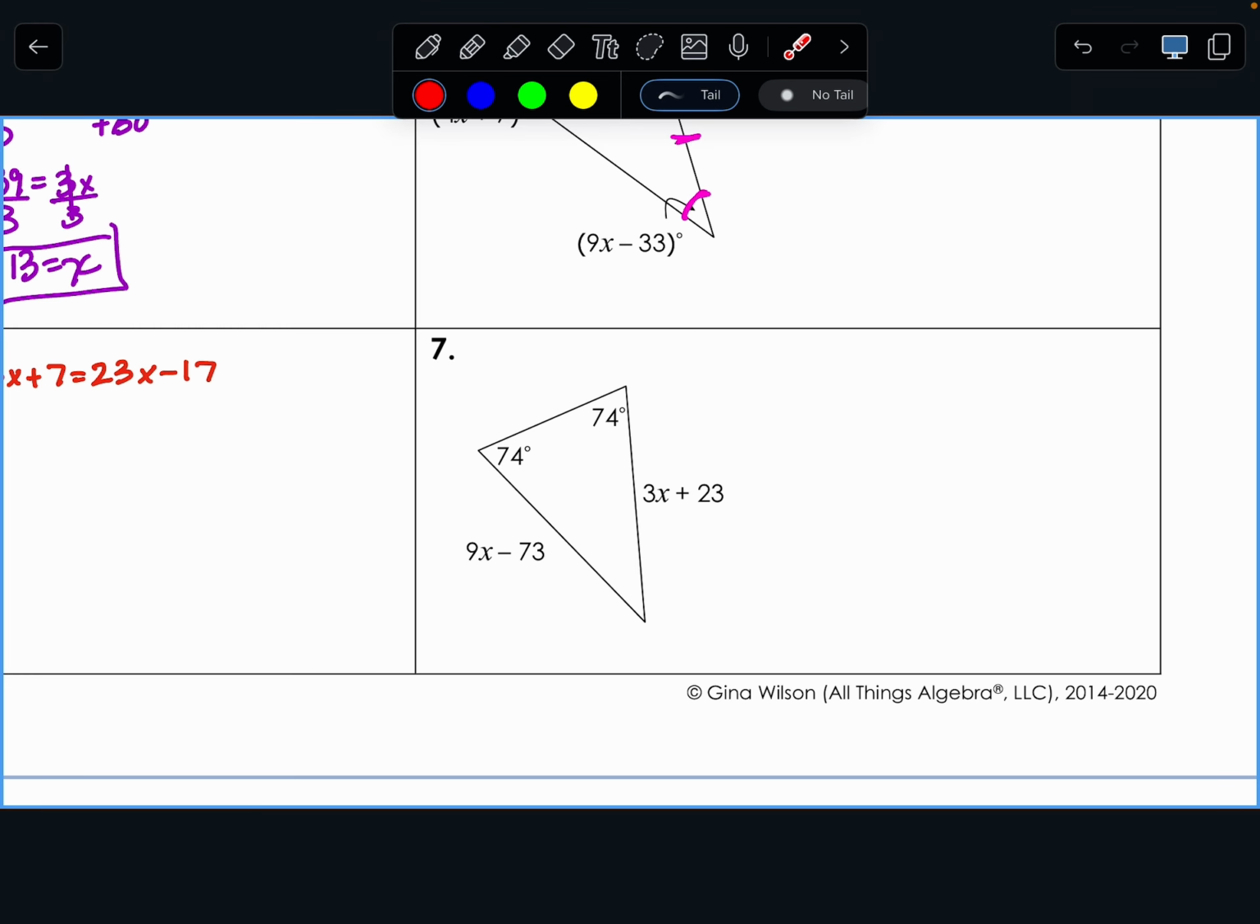So when you look at number 7, is anything marked congruent? Like there are no little tick marks, but Jesus, you said 74. They're both 74, right? That's the same as saying they're the same because they're both the same number, right? So even though it's not marked with this little symbol, like I have been doing, 74 is 74. So it has two congruent angles. So that tells me that my sides are congruent. So then I get 9x minus 73 equals 3x plus 23.